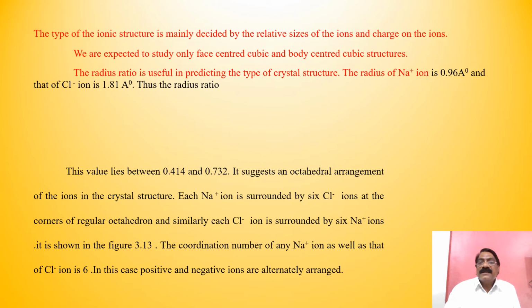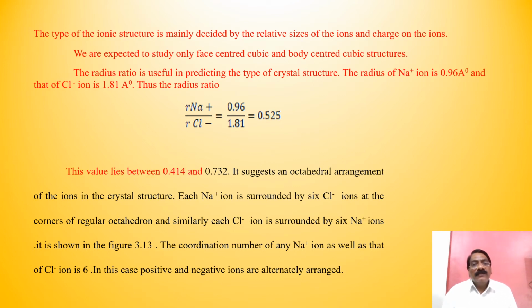The radius of Na+ ion is 0.96 angstrom unit, and that of Cl- ion is 1.81 angstrom unit. Thus, the radius ratio r(Na+) upon r(Cl-) is equal to 0.96 upon 1.81, which is equal to 0.525. This value lies between 0.414 and 0.732. It suggests an octahedral arrangement of the ions in the crystal structure.